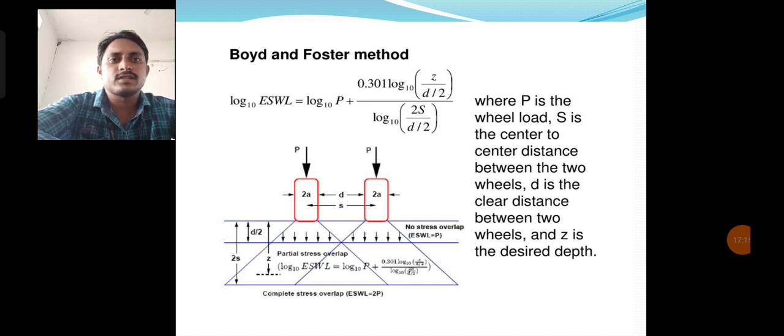There is a formula for the ESWL method. P is the load acting, the wheel load. S is the center to center distance between the two wheels, D is the clear distance between the two wheels, and Z is the desired depth. So there is a formula for the equivalent load.